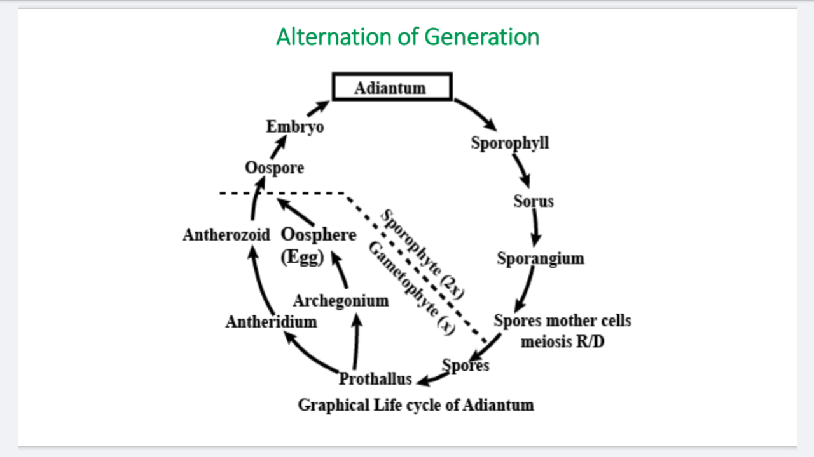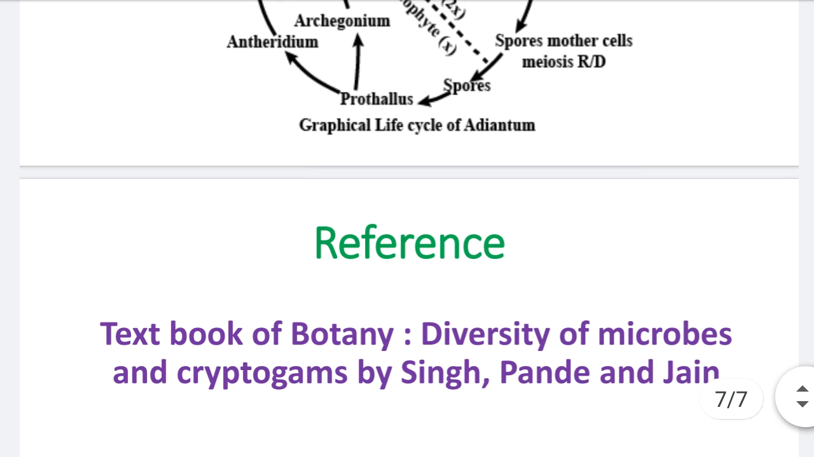So the zygote is now a diploid structure, and again the diploid condition develops in the life cycle pattern of adiantum. This diploid zygote or oospore goes into embryo formation, and a multicellular embryo is formed, which is very small in nature, and this embryo causes the new sporophytic plant body of the adiantum. So in this way, this is the alternation of generation in the adiantum life cycle.